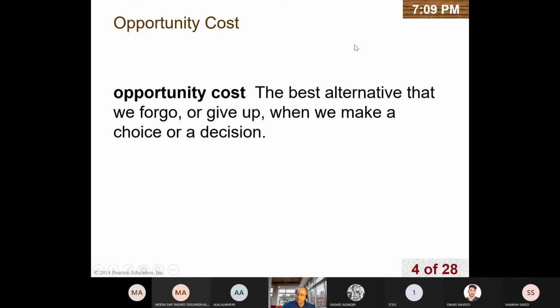So I'm still with Awais, opportunity cost. Yes, sir. Go ahead. Opportunity cost. The best alternative that we forgo or give up when we make a choice or a decision. Okay. What's the meaning in Arabic to give up? To give up, to forgo.